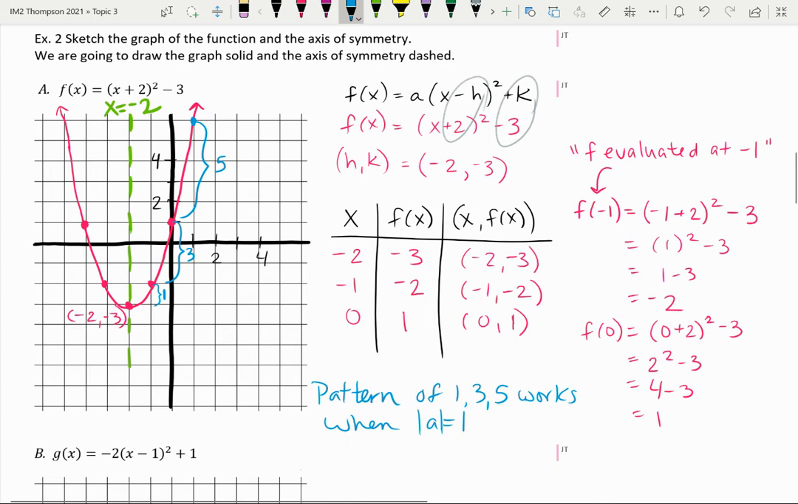Questions on this before I move on? Things I can answer? It's a lot of little things, a lot of little pieces. Are we okay on the vertex and axis of symmetry? Because those are biggies. The table is where the most work is. You seem like you can follow that. Just plug them in and then sketch the rest. Okay.